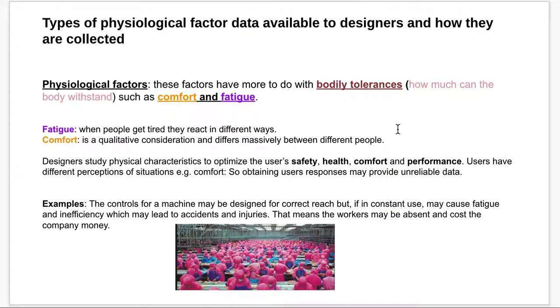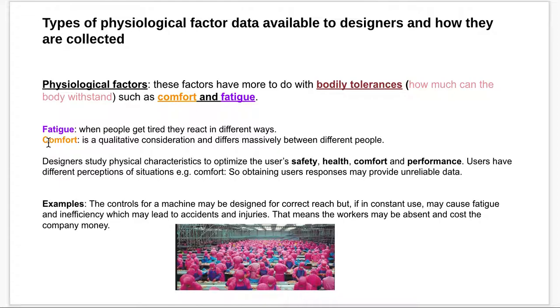So specifically, physiological factors relate to body tolerances. That is, how much can the body withstand? Right? So it's mainly about comfort and fatigue related to those physiological factors. So fatigue, people get tired, they react differently. Remember that garbage truck? I think there's another slide that talks about it briefly. So that garbage truck, how the driver was tired and how that affected him, how he interacted and how he did things. So that fatigue, comfort, it's different between people, right?